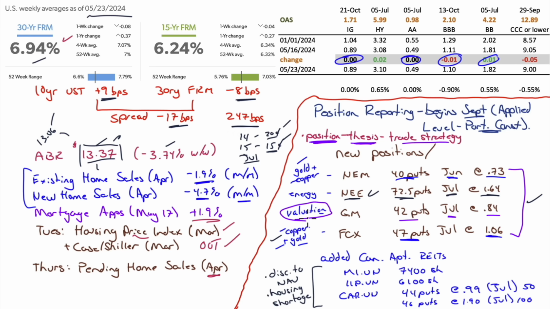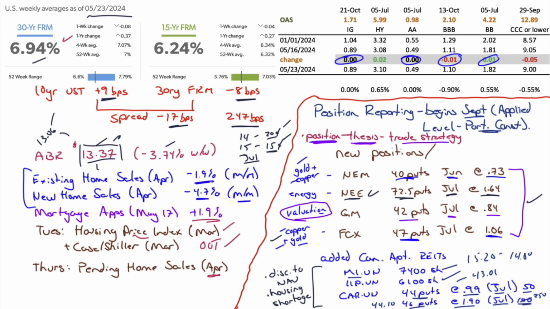I've also added to my Canadian apartment REIT positions. Minto, 15.20 down to 14.80, I was able to add 7,400 shares. And InterRent under 12, I've got 6,100 shares on that one. Cap REIT, I added more puts, $44 puts, 99 cents for July. I did 50 of those. And I added another 100 of the July 46 puts for 1.90. So this would give me, if it were put to me, a price of 43.01. And if this were put to me here, this would give me a price of 44.10. So with the 100, I now have 250 of these here.